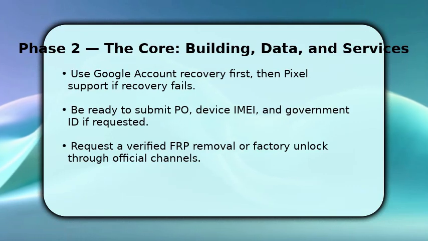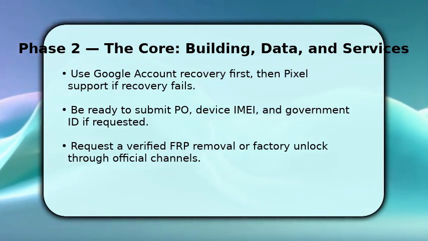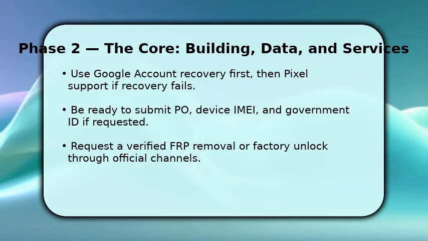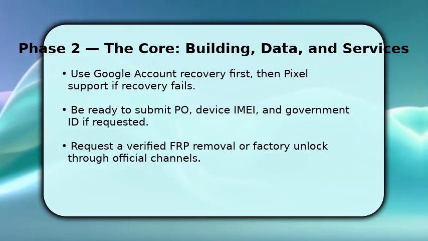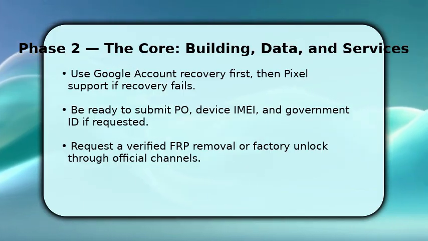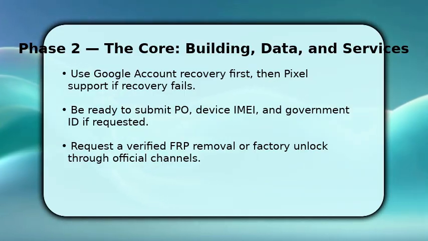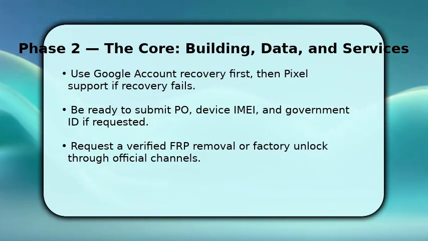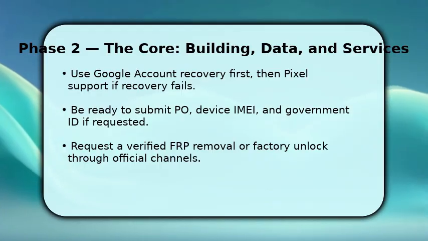Next, pursue formal recovery. Try Google account recovery flows, and if they don't restore access, contact Pixel support directly. Explain the situation, provide the device IMEI, proof of purchase, and any ID they request. This is why you prepared documents. Make sure to ask for a verified FRP removal or factory unlock procedure from an authorized service center. Do not use unknown third parties.